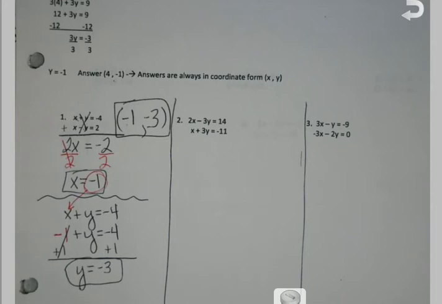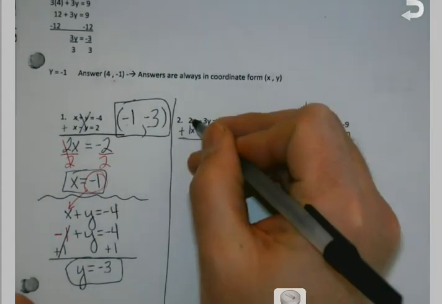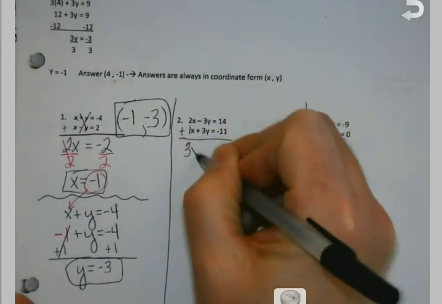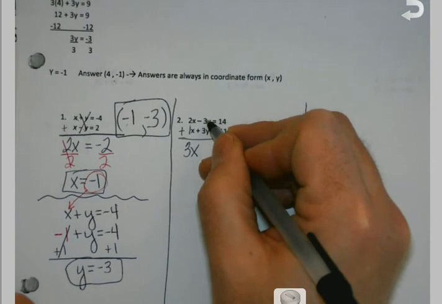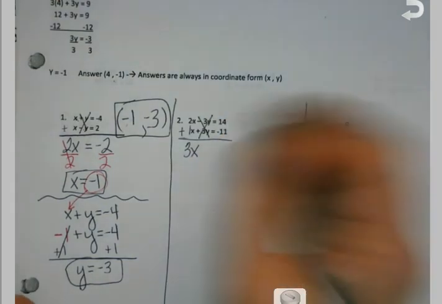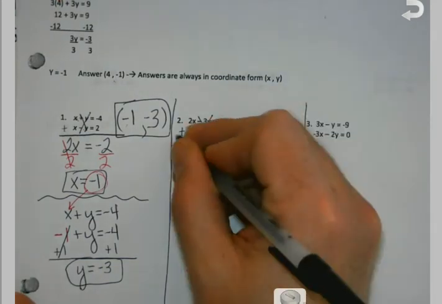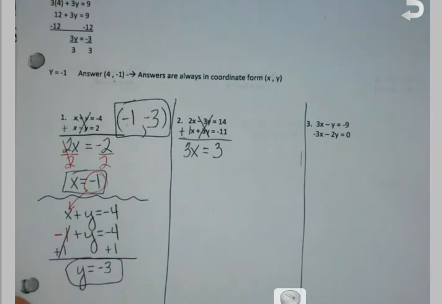For all the ones that we do today and tomorrow, when I go to add down, one of the variables will always cancel out. It may not always be y or x, it could be either. So I look at this next one and say, okay, 2 plus 1, so I got 3x. Negative 3y plus positive 3y: negative and positive 3 are opposites. I like that. Y is gone. 14 and negative 11 would be 3, and I'm down to a one-step equation.